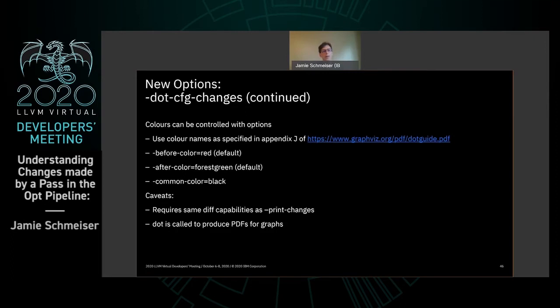The colors can be controlled using hidden options that take the name of the desired color. These names must be those listed in Appendix J of the dot guide, which is shown in the link. The .cfg changes option also requires a diff utility that supports line format commands, as well as the dot utility itself.